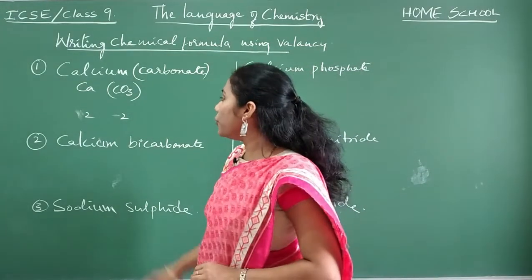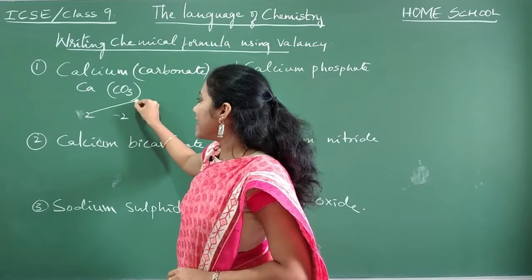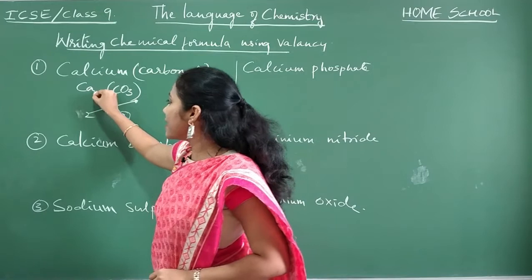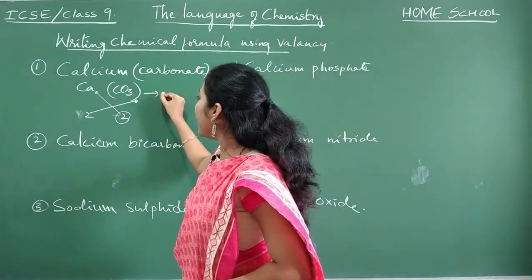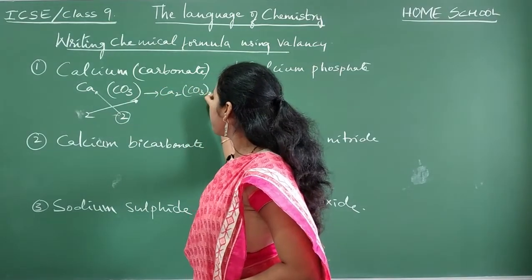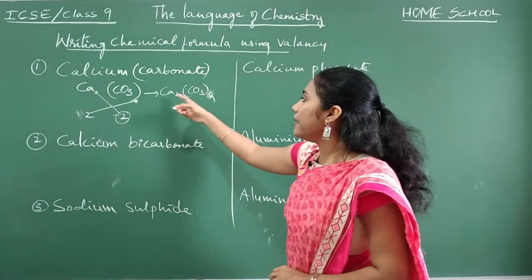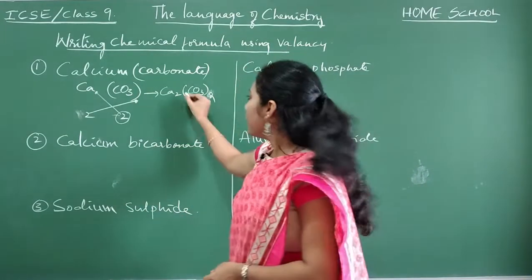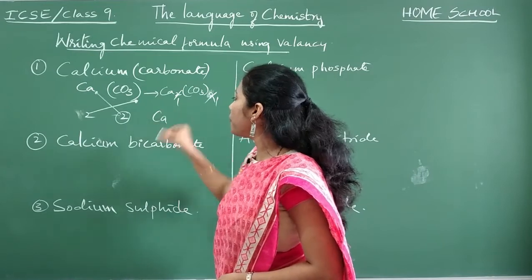So next what you will do, crisscross you have to do. This number you will write as a subscript for carbonate, and this number you will write as a subscript for calcium. So what do you get, guys, if you do that? Ca2(CO3)2, CO3 twice, isn't it? But you see the number 2, it will get cancelled, no? 2 ones are 2, right? So what is the formula of calcium carbonate?